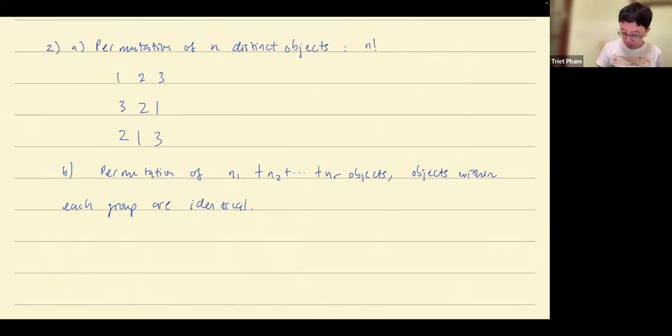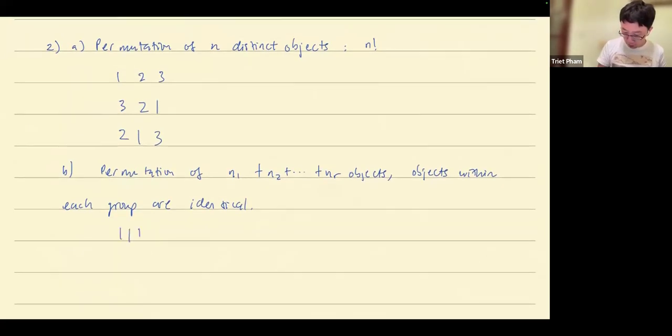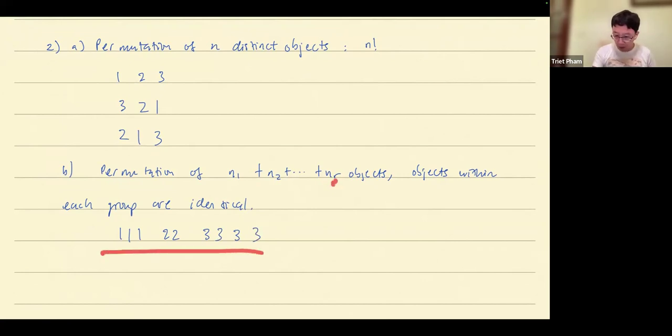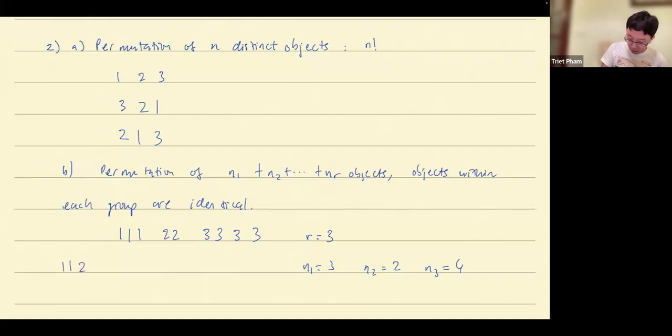So what's an example? For example, you can have 1, 1, 1, 2, 2, 3, 3, 3, 3. Here, the number of groups, r, is equal to 3, and n1 is 3, n2 is 2, and n3 is 4. There are 9 objects total. But for example, here's one permutation.